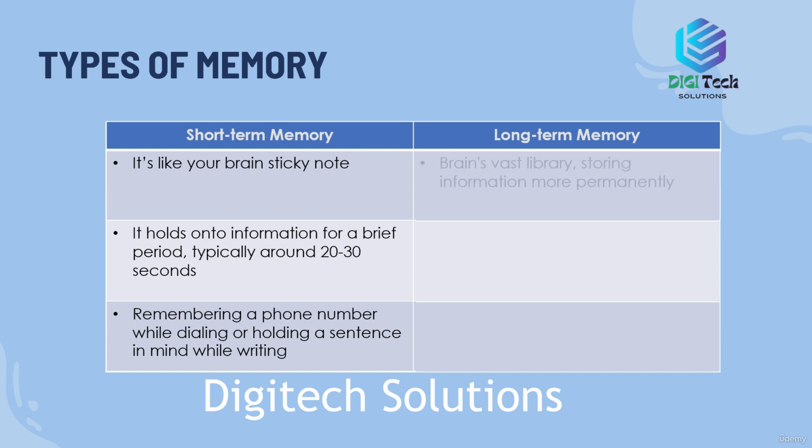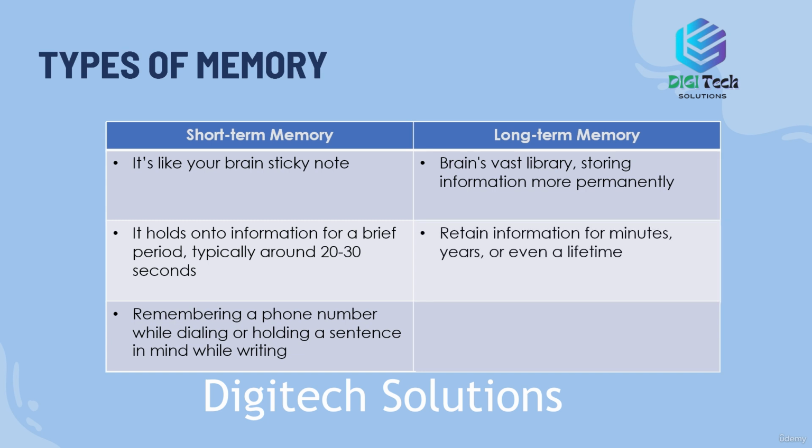Long-term memory is your brain's vast library, storing information more permanently. Unlike short-term memory, which has a limited capacity and duration, long-term memory can retain information for minutes, years, or even a lifetime.